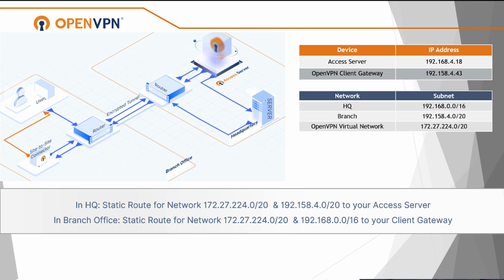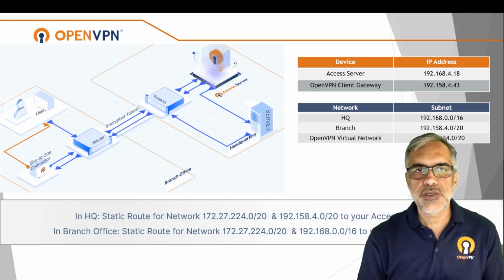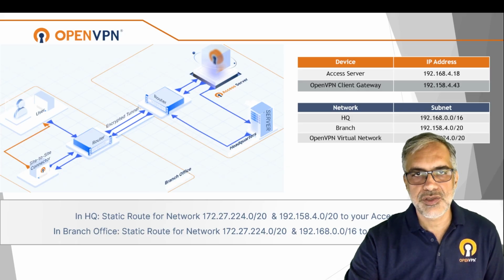Looking at the diagram, we have the private IPs of the access server and the client gateway, along with the HQ, branch office, and OpenVPN subnets. On the headquarters router, you'll need to add static routes for the branch office subnet and OpenVPN virtual network, pointing to the local IP of the access server. On the branch office router, you'll need to do the same: add the static routes for the headquarters subnet and the OpenVPN virtual network, and point them to the local IP of the VPN gateway. Again, make sure to check your router's documentation for exact instructions.